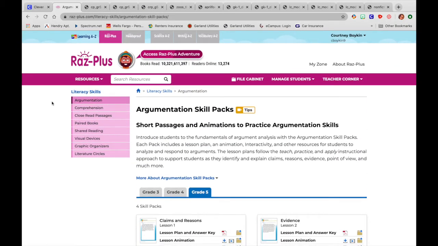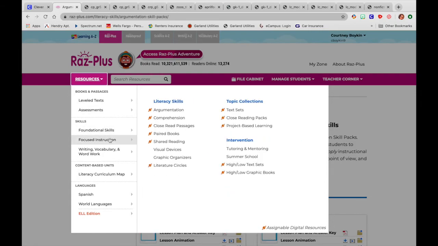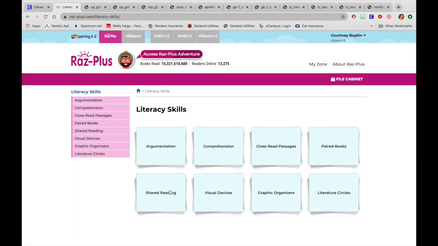And so again, today we are working with Raz Plus. We clicked on our resource tab. We went to focused instruction. We clicked on literacy skills, and we looked at the different components that our literacy skills tab has to offer us.